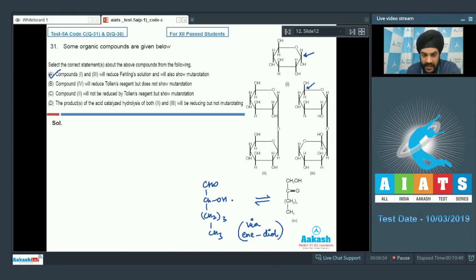So this will be reducing in nature, but this is not a carbohydrate. So it will not show mutarotation as there are no polyhydroxy components present in this structure. So the statement B is also correct, which says that it will reduce Tollens reagent, but it will not show mutarotation. So this is also correct, students.